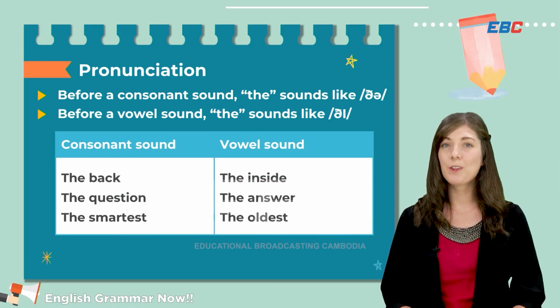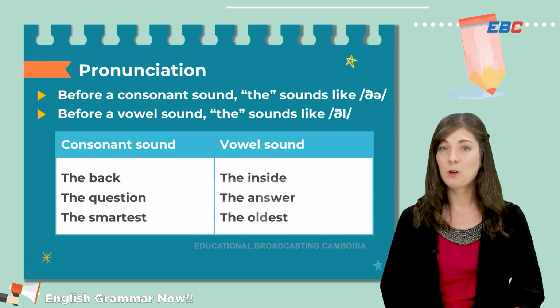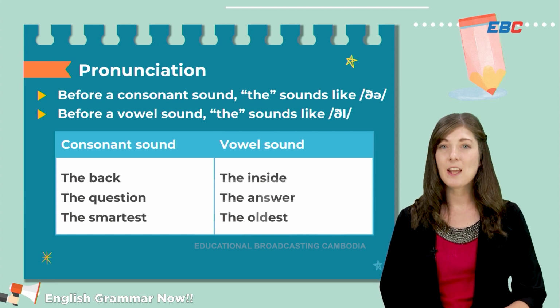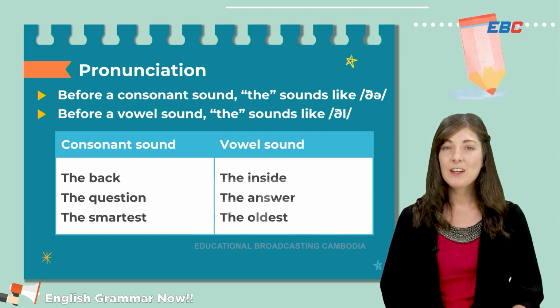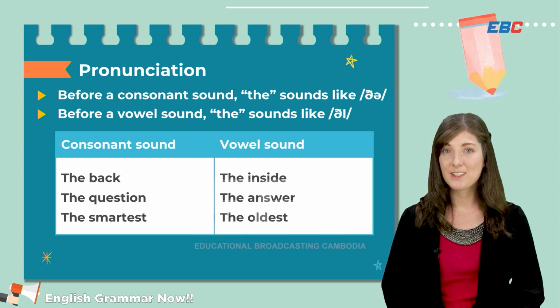Before a noun with a consonant sound, the sounds like the back, the question, the smartest. But if the noun has a vowel sound, the sounds like the inside, the answer, the oldest. This is something that makes it easier for us to say these words together. So you'll probably hear this when you listen.